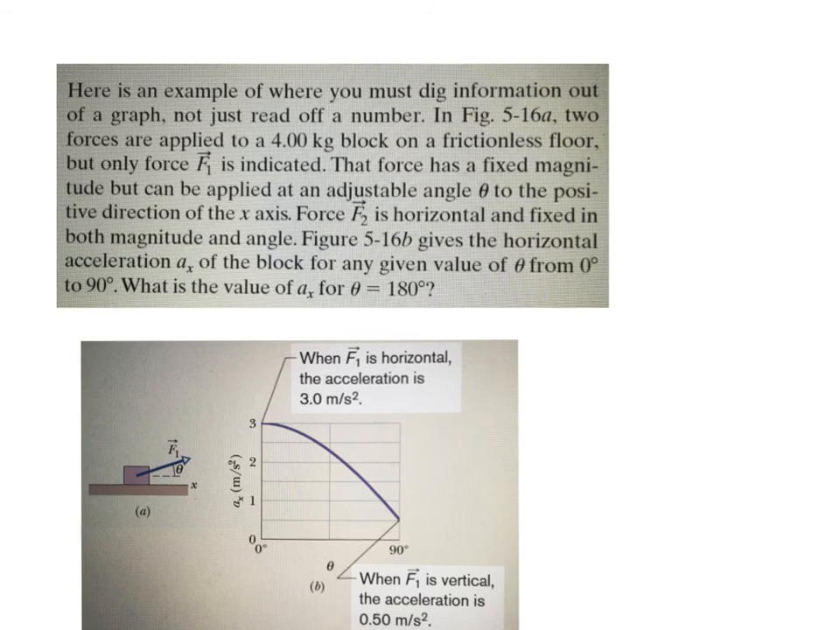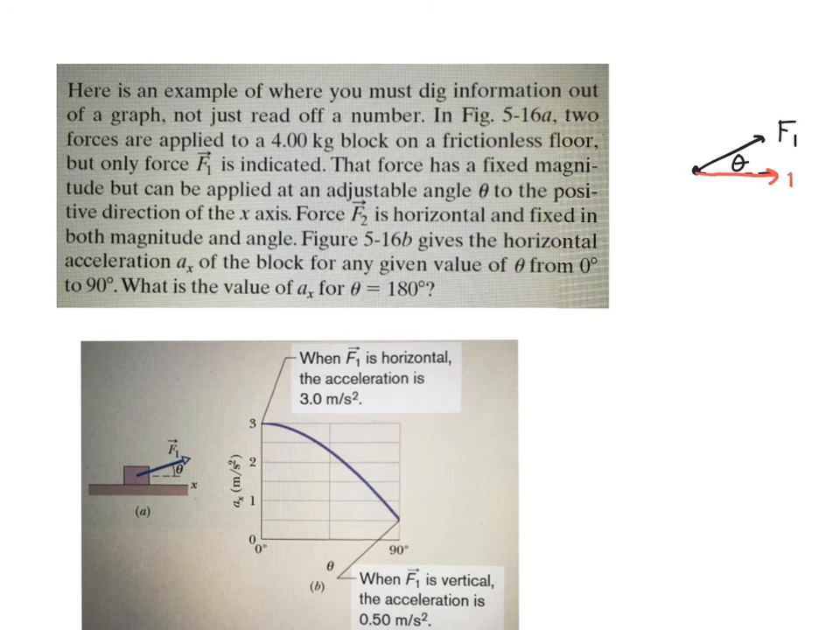Figure 5-16b gives us the horizontal acceleration of the block for any given value of theta when theta ranges from 0 to 90. And the question is, what is the value of acceleration a for when theta equals 180 degrees? So there's a lot going on in this problem. So when we start this problem, it's really important to start by saying to ourselves, our free body diagram is this. F1 at an angle of theta, but F2 for now has to be horizontal.